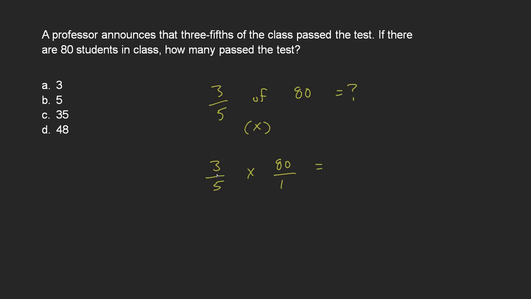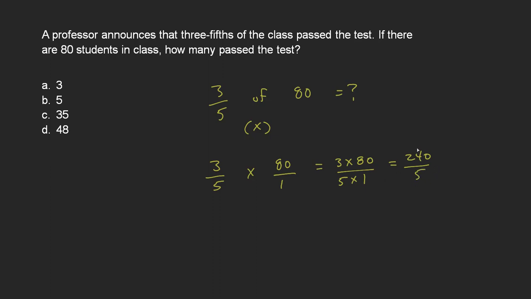And nothing could be easier than multiplying fractions. When you're multiplying fractions, even when they have different denominators, all you have to do is multiply the tops. So 3 times 80 over the bottoms, multiplied as well, 5 times 1. 3 times 80 is 240. 5 times 1 is 5. So now I have my answer.